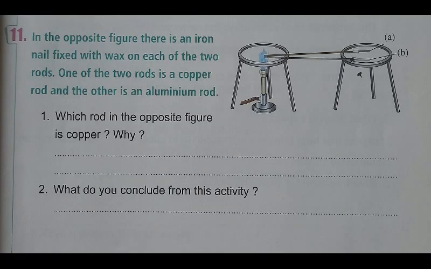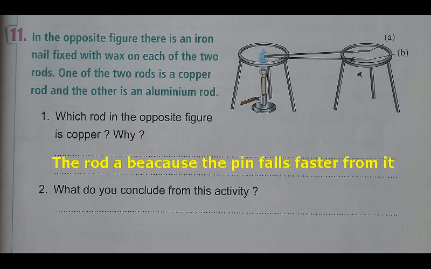Question number 11. In the opposite figure, there is an iron nail fixed with wax on each of the two rods. One of the two rods is a copper rod and the other is an aluminum rod. Question number 1. Which rod in the opposite figure is copper and why? The rod A is copper. Why? Because the pin falls from it faster than the other rod.